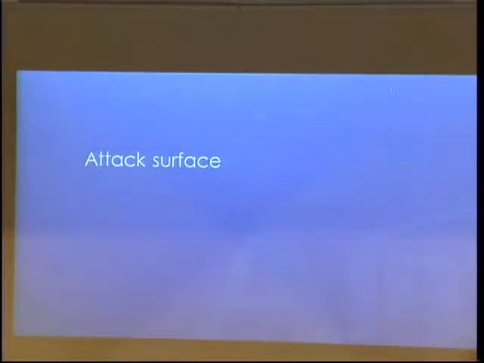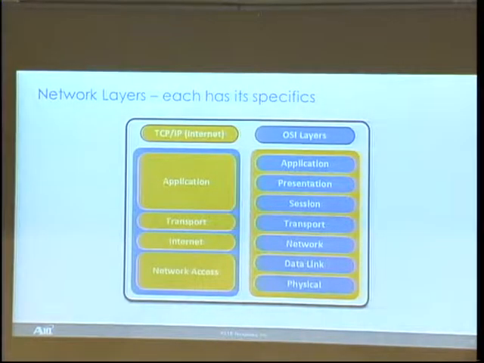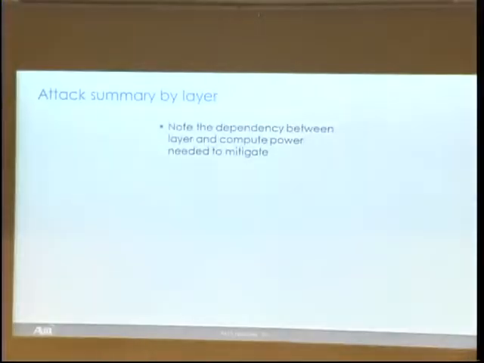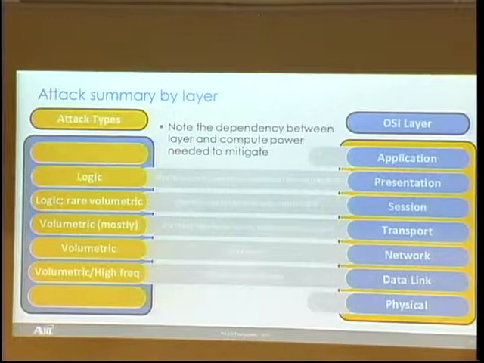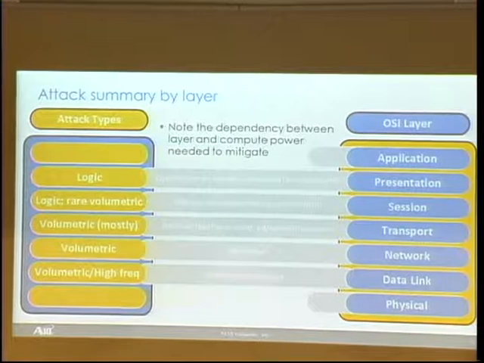Now, looking at the attack surface, I'll switch to more technical because I'm sure you're tired of the general BS. You can look at the different network layers. Attacks can pretty much happen in any of those layers. Now, one general rule that I have observed over time is that the lower the layer the attack is using, the more compute intensive it is. So let's say if we have a SYN flood, it will result in a lot of SYN packets going from one machine to another, high bandwidth utilization. And then in order to mitigate this, you have to generate SYN cookies and so on, which is pretty compute intensive and network intensive.